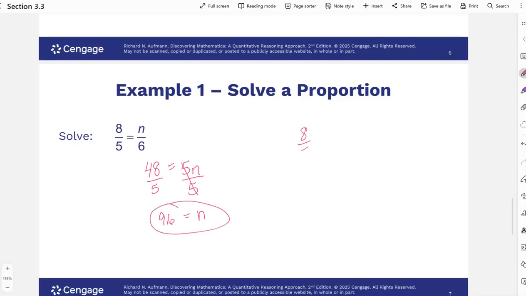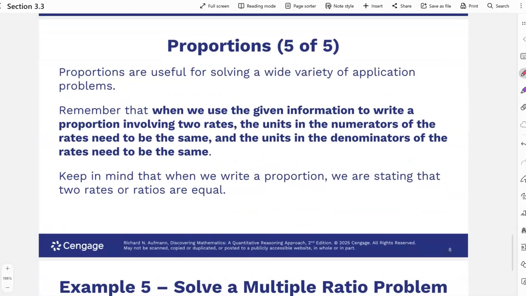So what that's saying is that these are equivalent fractions. The decimal for this would be equivalent to the decimal for this. So if I take 8 and divide it by 5, I would get 1.6. And if I take 9.6 and divide it by 6, I'll also get 1.6. So you can see how those are going to be equal. But the goal here is to solve for n. Proportions are really useful when we're solving different types of application problems.